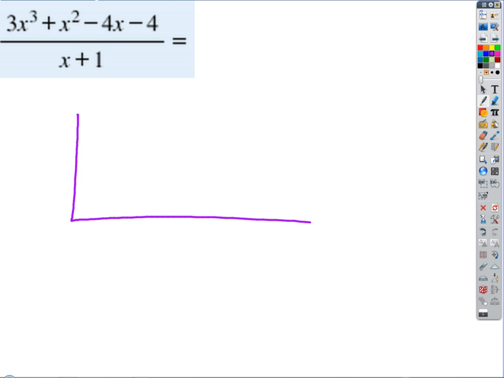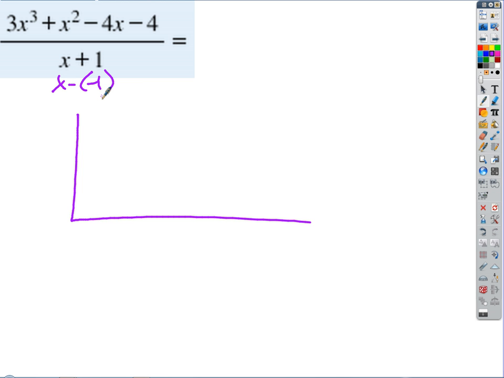Okay, on the outside, what is it that goes on the outside? 1 or negative 1? Negative 1. How do you remember that? Because it's in the form x minus k, x minus the number that goes outside. X plus 1 is really x minus negative 1, isn't it?